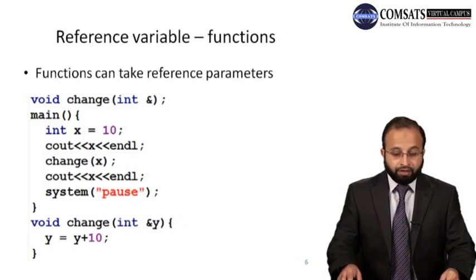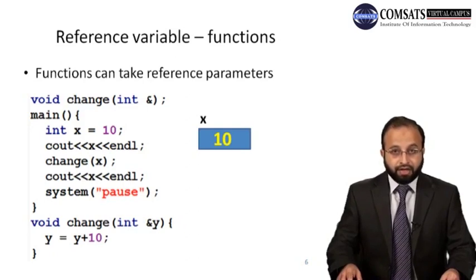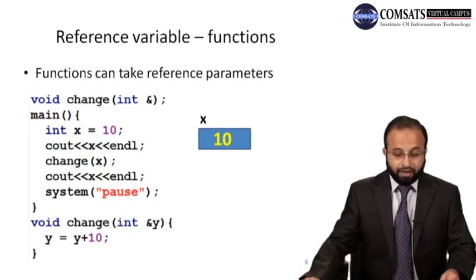And within the main function we create a variable x. The memory will be allocated and the value 10 is assigned to that variable. Then cout x prints 10 on the screen, and then we call the change function and pass that variable, and in the definition we get this value in a reference variable, int &y.